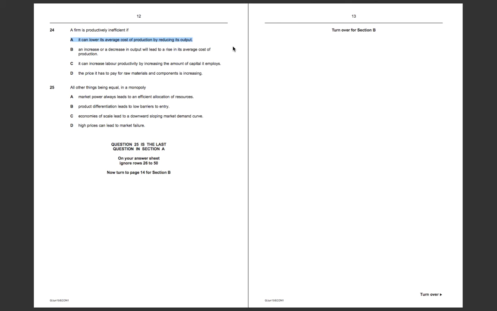So because we know that's true, this must be productive inefficiency, since productive efficiency is the minimum point of average costs. The firm shouldn't be able to lower its average cost. So therefore 24 A is correct. Again, for this one, I won't go through B to D because we'll pick those up in a later video when we look at cost curves, which relate to topic 3 in the AQA economics spec.